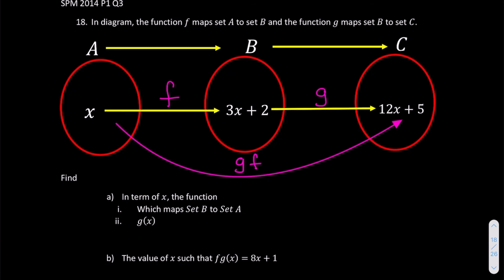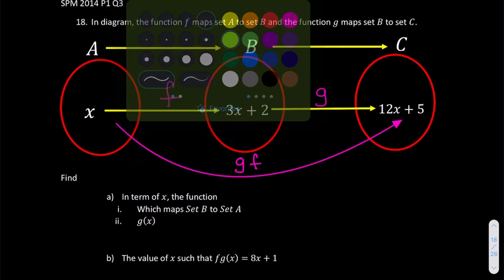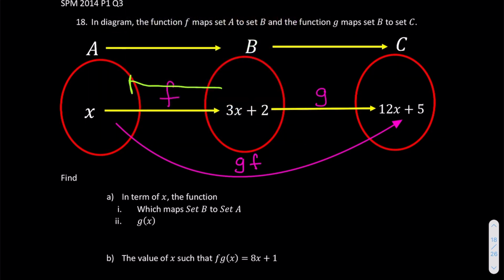So let us see the question. In terms of x means that we don't need to find a value. We can give the answer in terms of x. The function which maps set B to set A. So it means B to A. Oh, they are now reversing, right? But we know it's not so difficult when they reverse. It just means it's the inverse of f. So we can say f inverse of x. Next one.